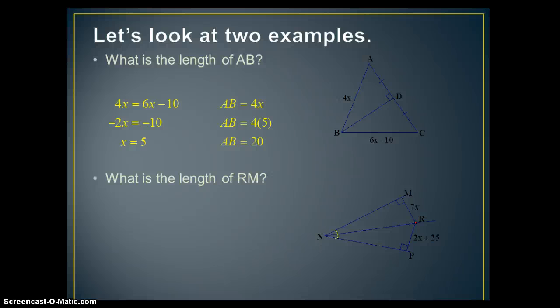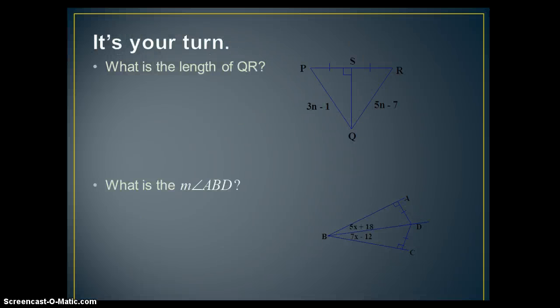And RM, well, R is on the angle bisector of angle MNP. So it is the same length from NM as it is from NP. So 7x and 2x plus 25 are equal. And when we plug that in, RM is going to be 35. Now it's your turn. Try the examples, pause the video, and come back when you're ready.